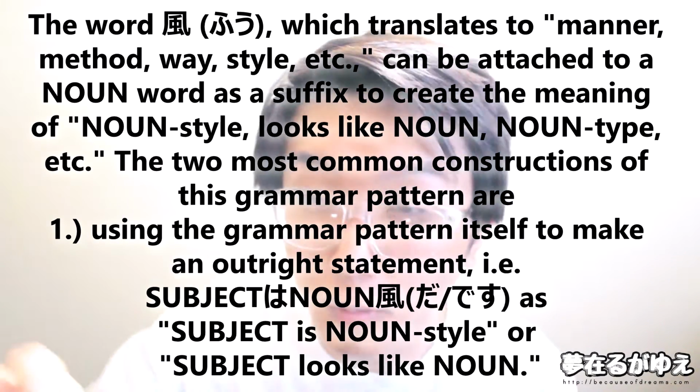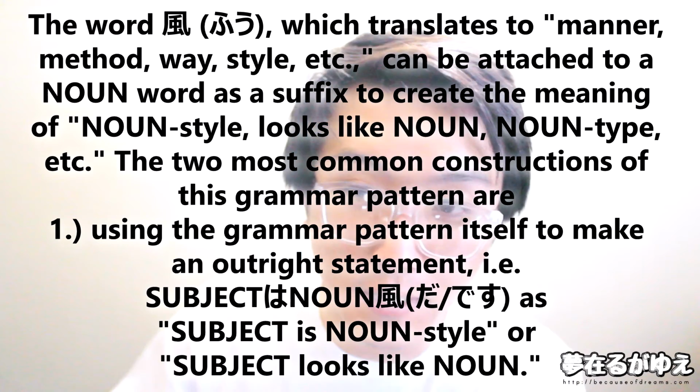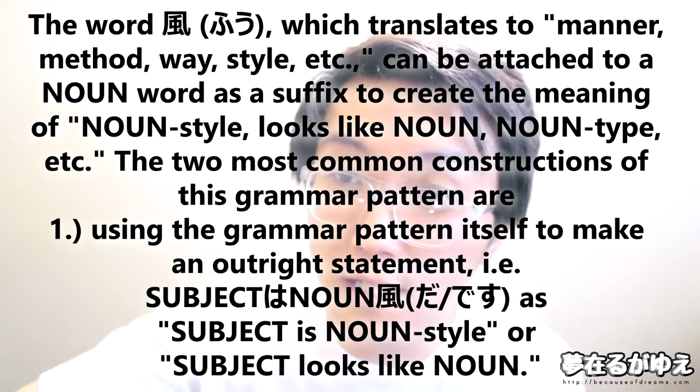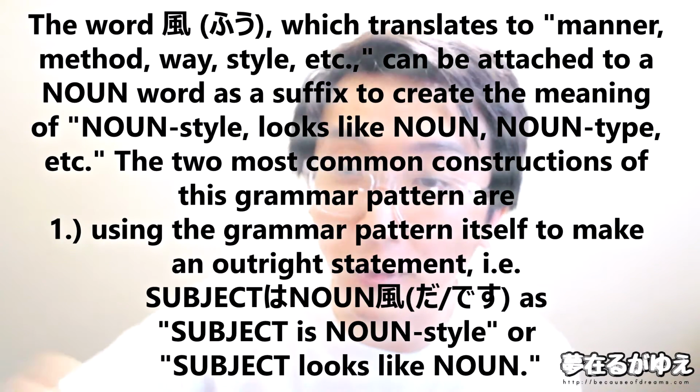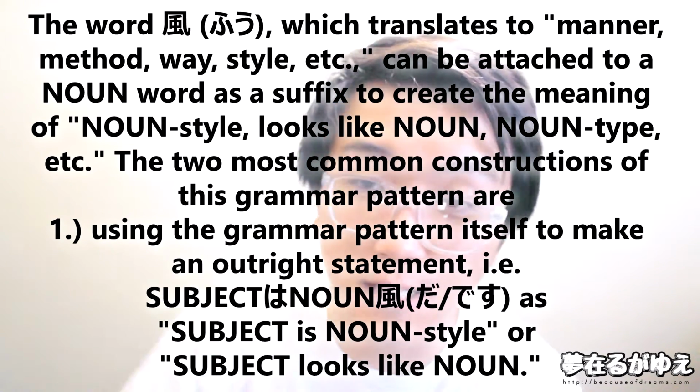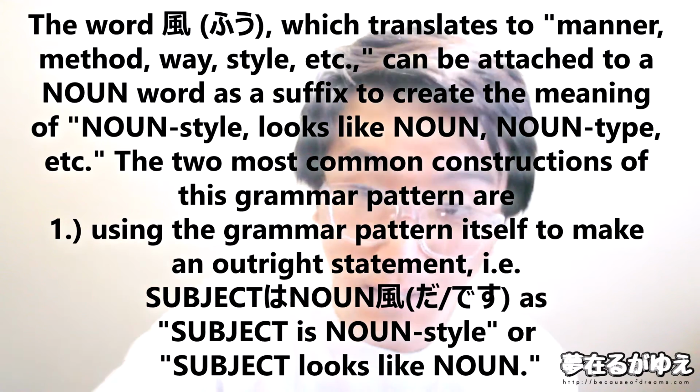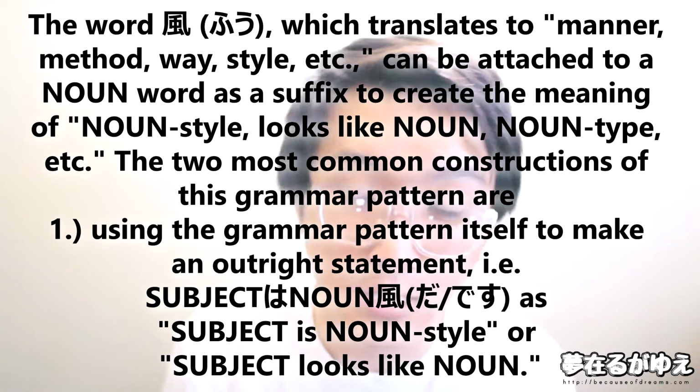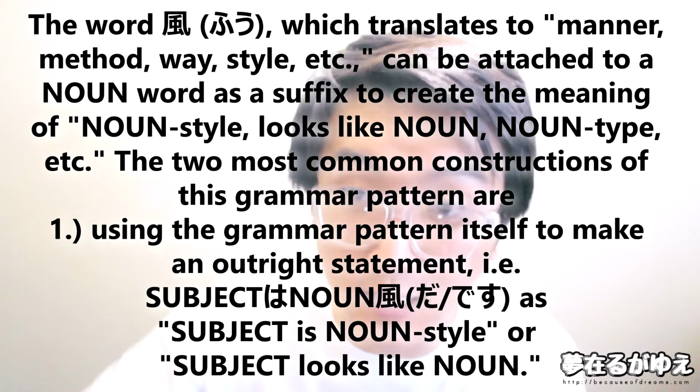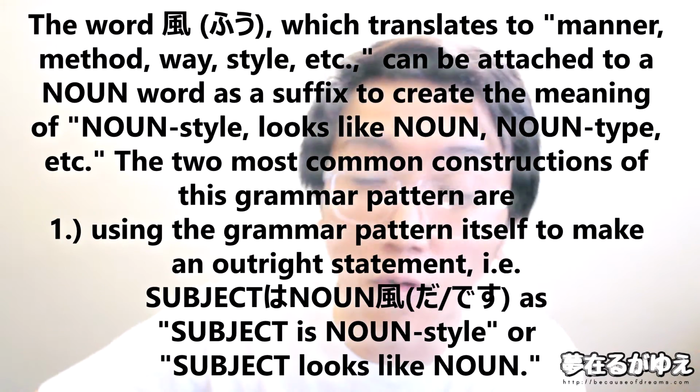So what we're going to do in this video with our example sentences is we're going to use one of two constructions, and that's going to be just using this grammar pattern outright. We'll put a noun, we'll put fu right after it, and then we'll just end the sentence and use that as a statement. So something fu, and then des or da, that's just making a statement that something is blank type or looks like blank or blank style.